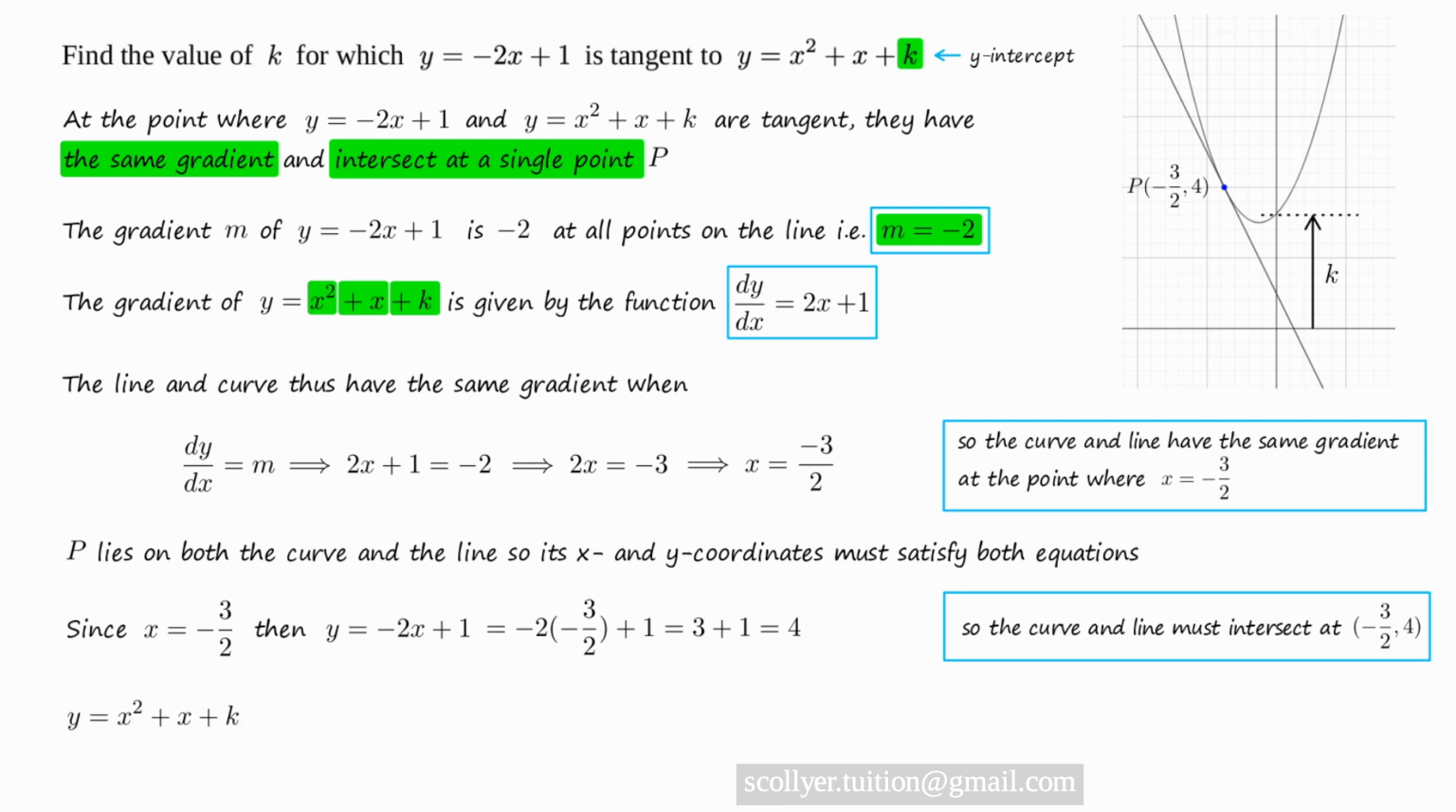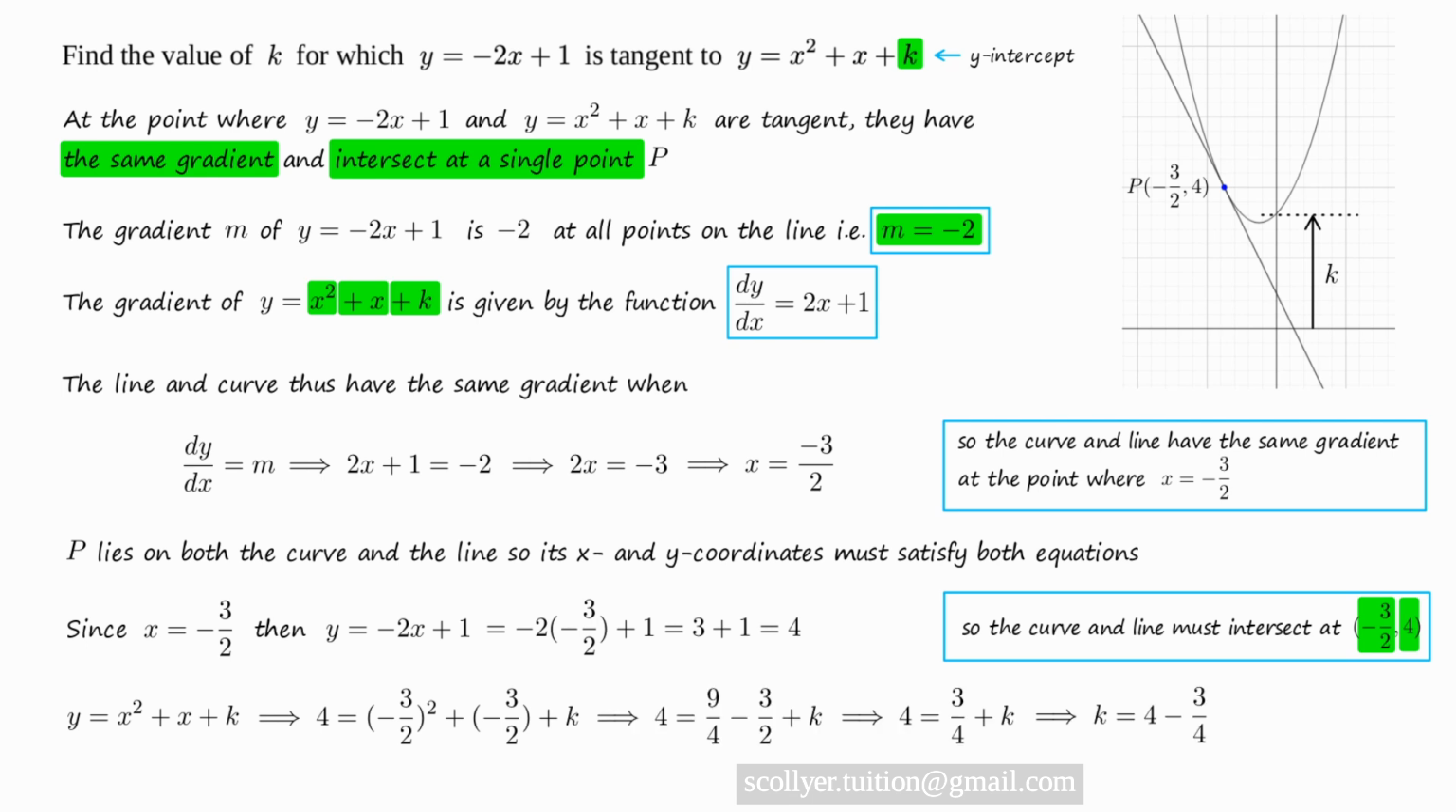We know that y equals x squared plus x plus k, and we know that x equals minus 3 over 2, y equals 4, satisfy that equation. And on substituting those values into the equation, we have that 4 equals minus 3 over 2 squared plus minus 3 over 2 plus k. And we solve that equation to find that k equals 13 over 4.